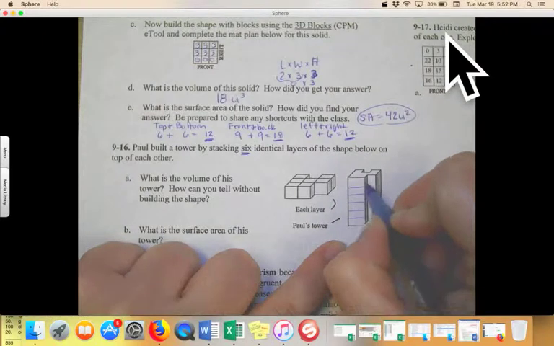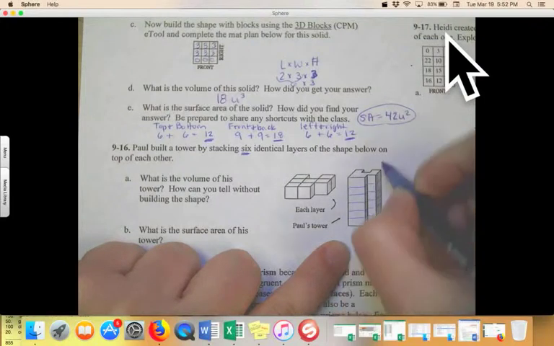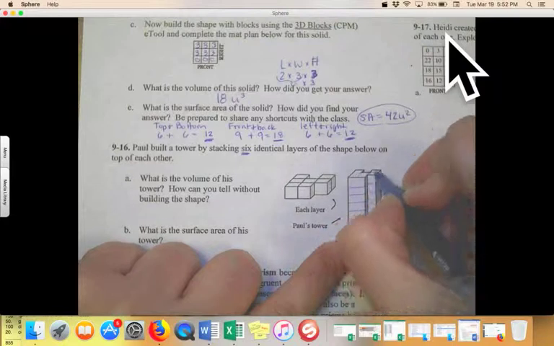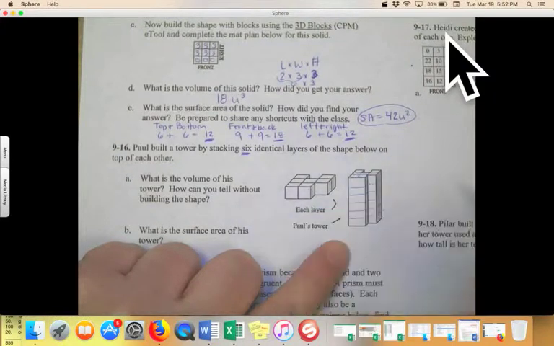Give this some dimension here so you can show exactly what you're looking at. Those of you who are artistic will probably really like this activity. You can sketch these out. And you see that I am not very artistic.